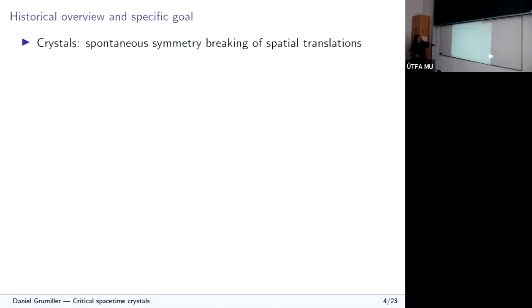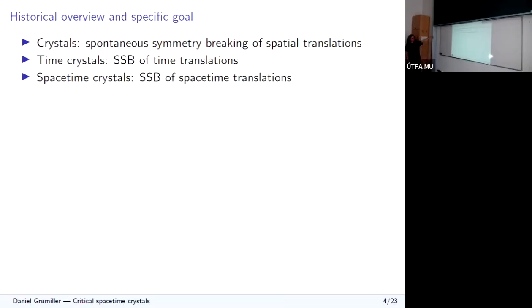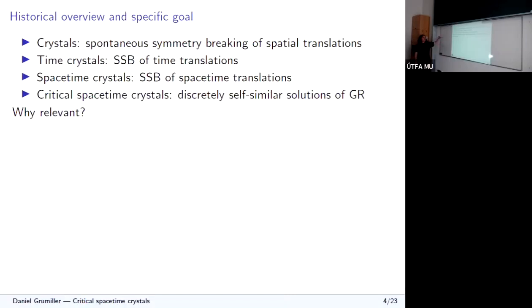Here's again more of a summary slide, so a brief overview of the specific goal that we want to achieve. So crystals, as you know, are states where you have a spontaneous symmetry breaking of spatial translations. Time crystals are the analog for time translations, and spacetime crystals are when you have spontaneous symmetry breaking of spacetime translations. And critical spacetime crystals are discretely self-similar solutions to the Einstein equations.